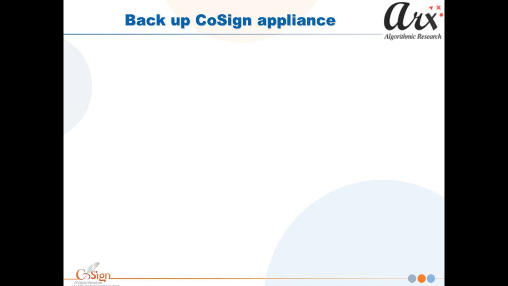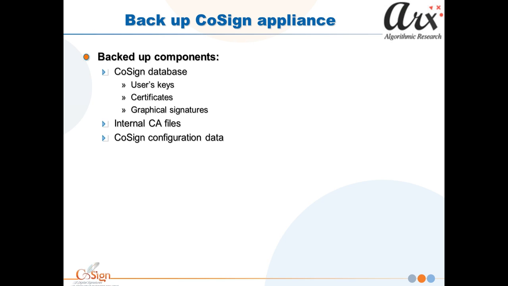So how do we take a manual backup of the CoSign appliance? And more importantly, what gets backed up with the CoSign backup utility? The CoSign Backup Utility will back up in one file the CoSign database, which is the user key, certificate, graphical signatures, the internal CA files, as well as CoSign configuration data. That configuration data refers to, say, for example, password policies, everything within appliance management, as well as any information with regards to the sync with AD. If you are syncing with Active Directory, it'll save that information as well.